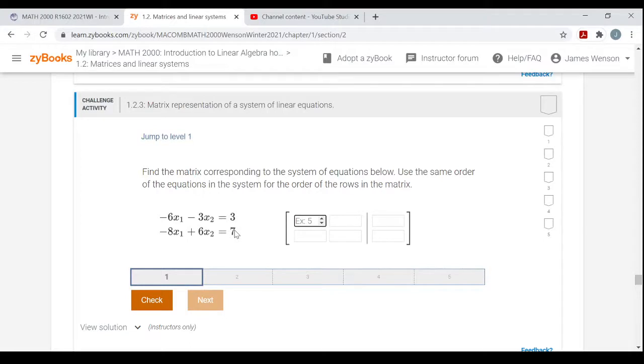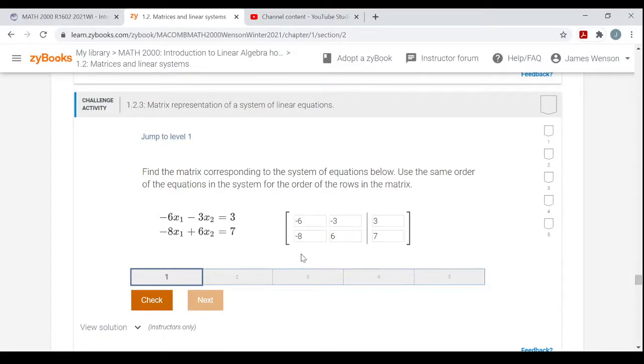So I got negative 6x1, then negative 3x2 in the second column, then a little bar where the equal signs would go, and then 3 for the constant, all that in the first row. And then for the next equation, you have negative 8x1, so negative 8, plus positive 6x2, bar equals, and then 7. And this 2 by 3 matrix here, 2 rows, 3 columns, represents this system.